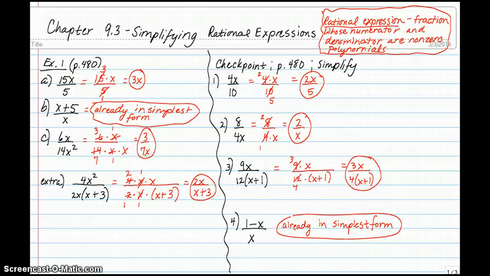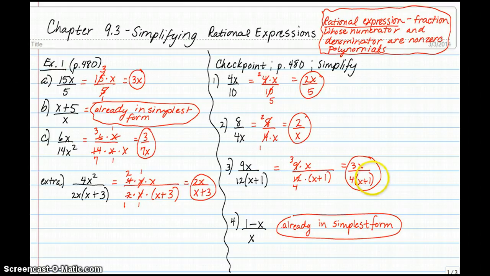You cannot simplify this x with this x plus 1. X plus 1 is an expression. It cannot be simplified with x. So you have 3 times x, which is 3x, 4 times, in parentheses, x plus 1.